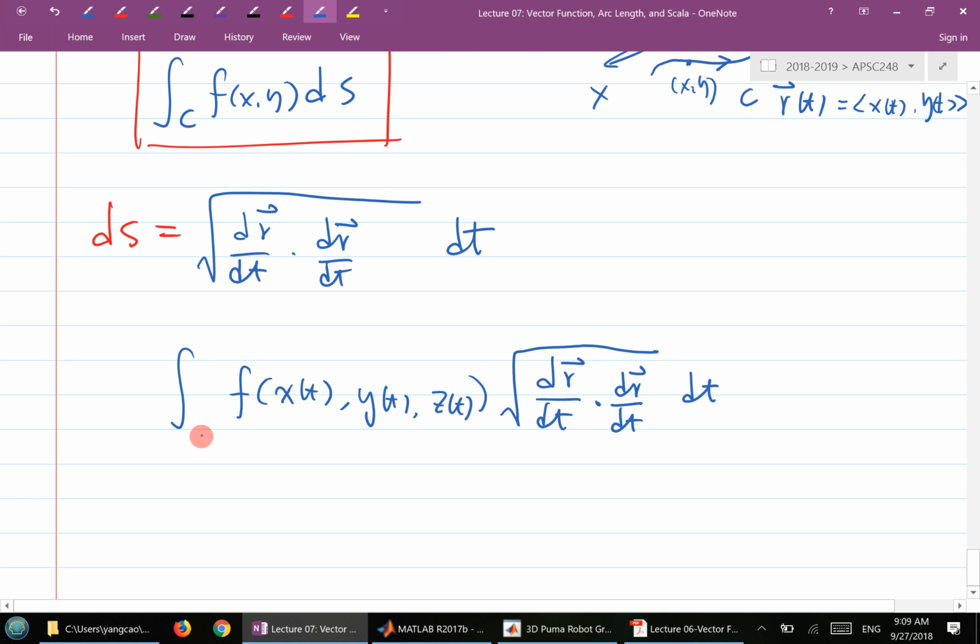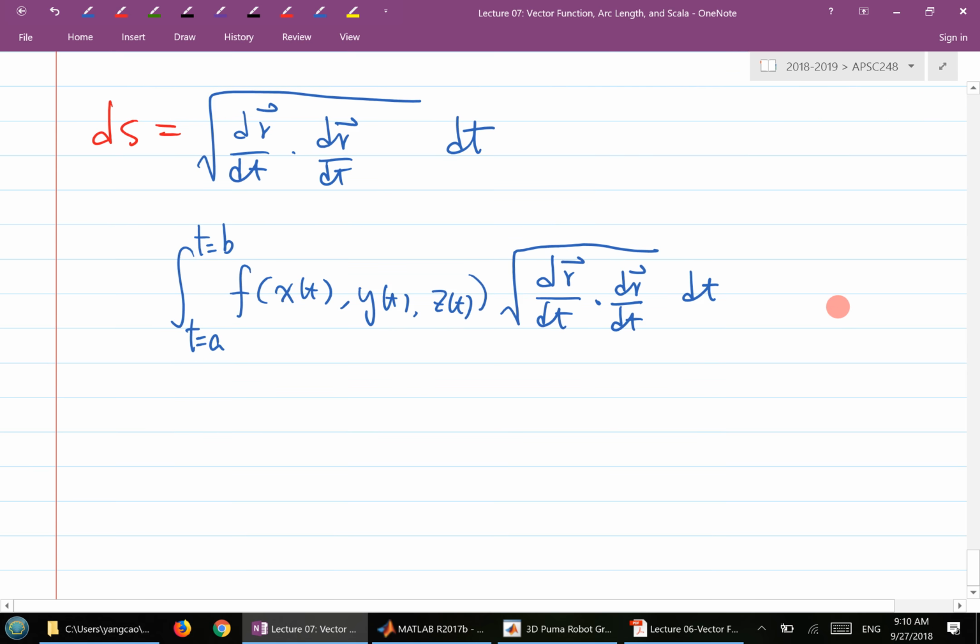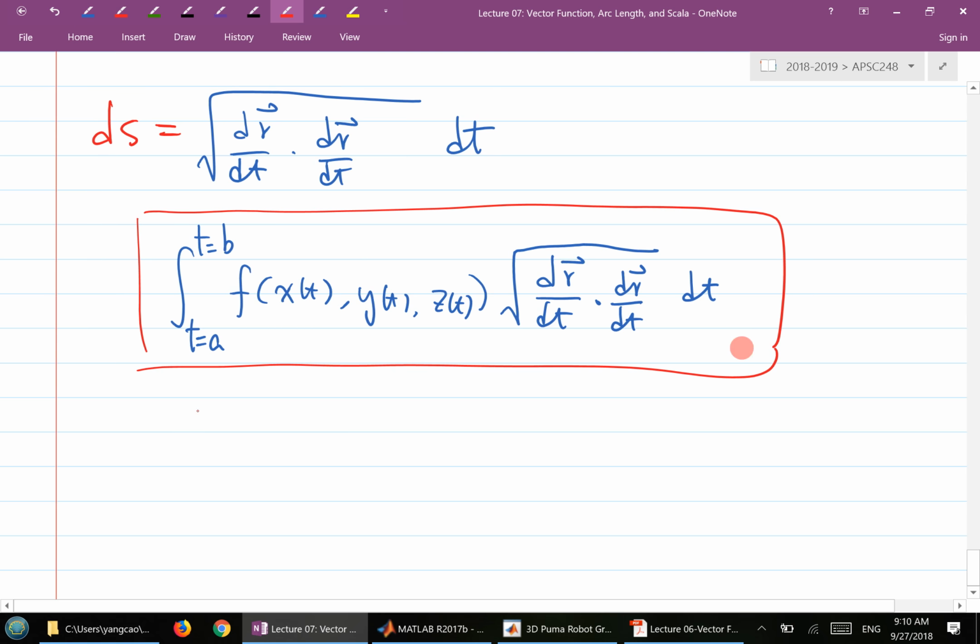To finish this integral, you need a limit. And that's what Felix pointed out. So you need t start and t end value. So whatever the starting value and end value, that depends on the parametric equation for the curve C. Does that make sense? Now this is essentially more or less the finalized formula for the scalar line integral.